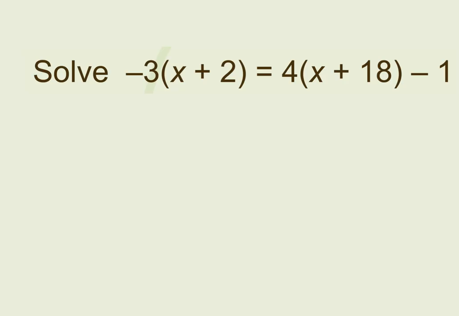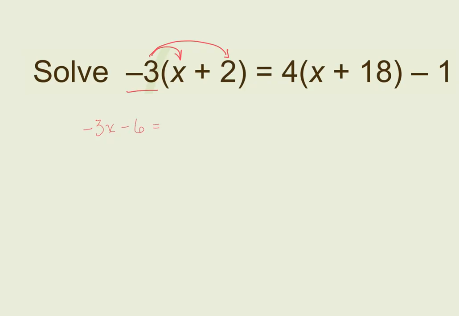So let's look at how this is practiced. The first thing we're going to want to do is get rid of those parentheses. And remember, we're going to do that with distribution. So we're going to take this -3 and we are going to distribute it through to the entire parentheses. So we're going to say -3 times x, -3x, -3 times +2. Remember, negative times a positive is a -6 here.